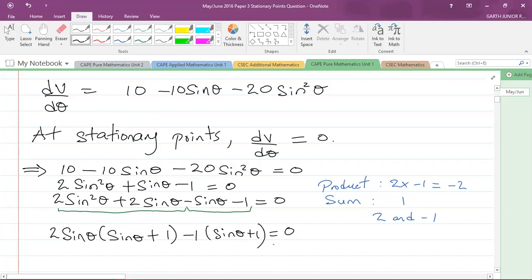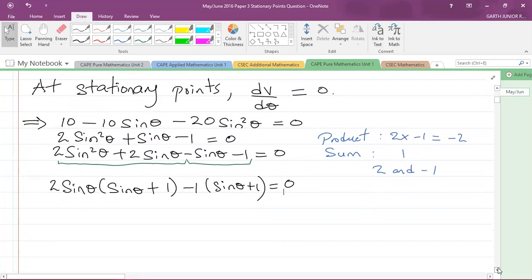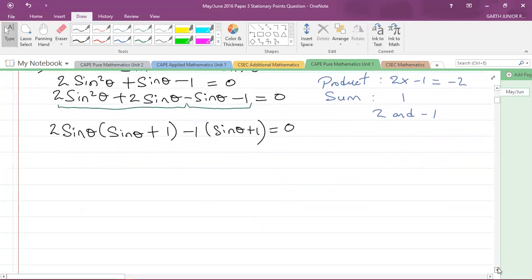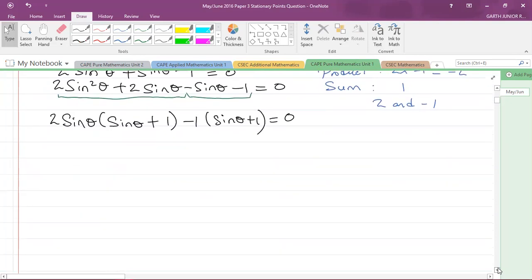And that is equal to 0, right? And of course, we know that we are on the right track because you can clearly see that in the brackets, we have the same thing, right? We have sine theta plus 1 in both brackets. So we know that we have factorized well. So clearly you can see that sine theta plus 1 is here and sine theta plus 1 is here.